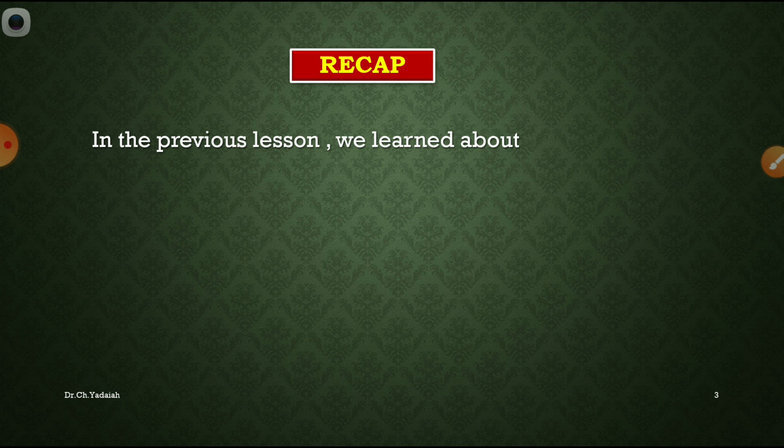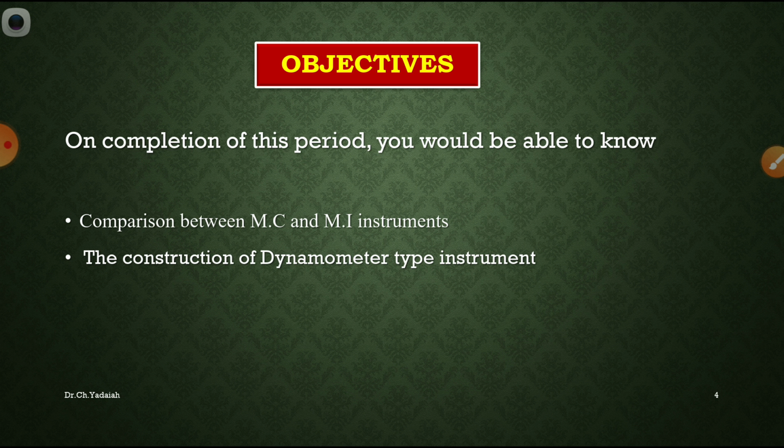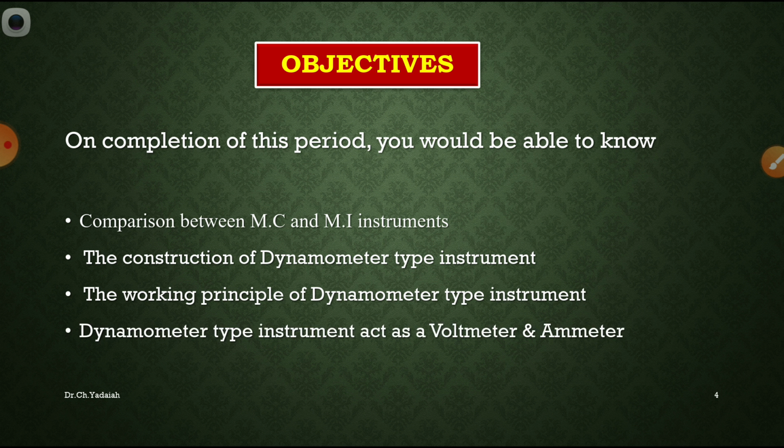In this lesson, on completion of this period, you would be able to know the comparison between moving coil and moving iron instruments, the construction of the dynamometer type instrument, the working principle of the dynamometer type instrument, and how the dynamometer type instrument acts as a voltmeter and ammeter in our electrical fields.